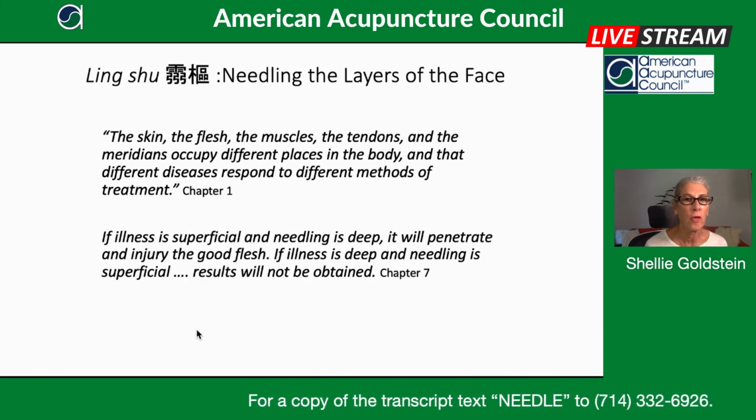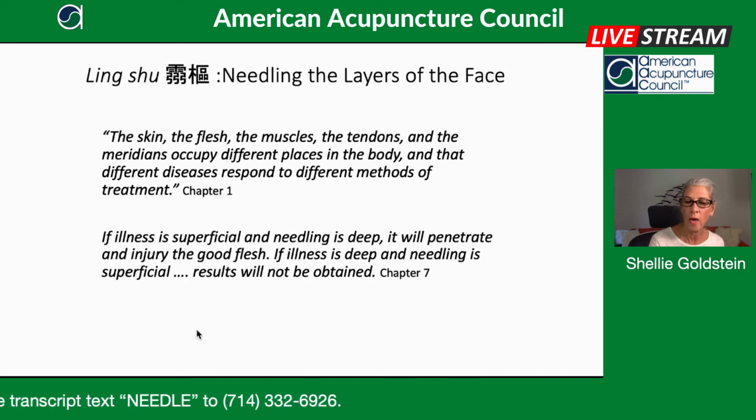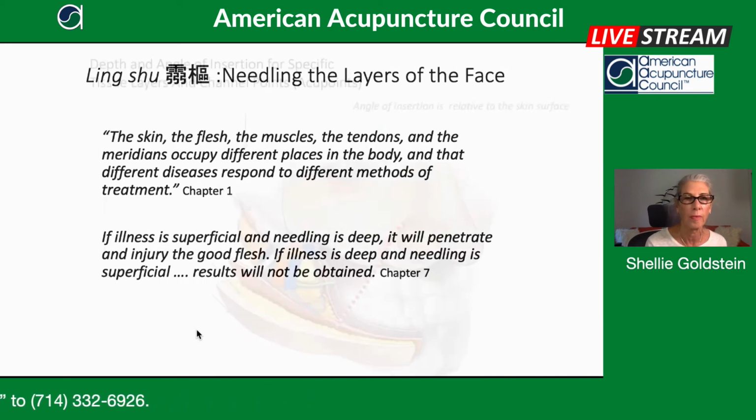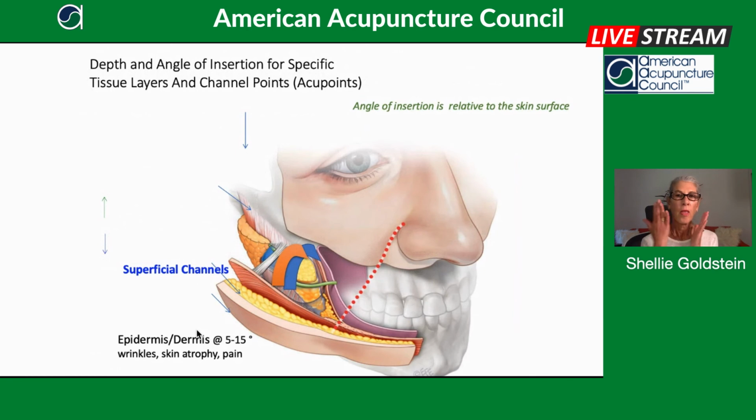If we do not treat it at the superficial layer or we miss it, then we're not going to get the right results that we want. So when we treat, what we're treating is, we talk about the superficial layers, we're talking about the epidermis and the dermis. So when we're actually treating them, we have to angle the needle in a way that we're actually treating the epidermis and the dermis.